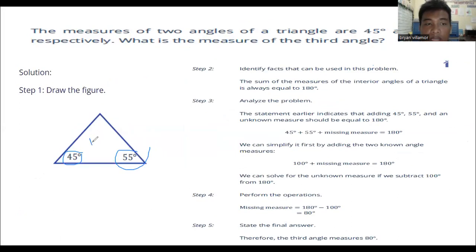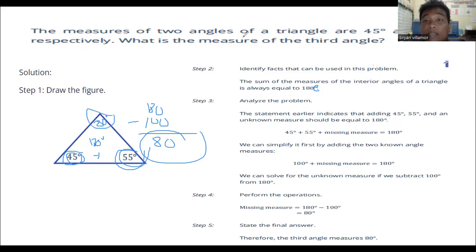Always remember that the interior angles of a triangle always sum to 180. The sum of the measures of the interior angles of the triangle is always equal to 180 degrees. So we add 45 plus 55, and then the missing measure. After adding 45 and 55, which equals 100, we subtract it from 180. 180 minus 100 gives 80. So the missing measure we are looking for is 80. Okay, good.